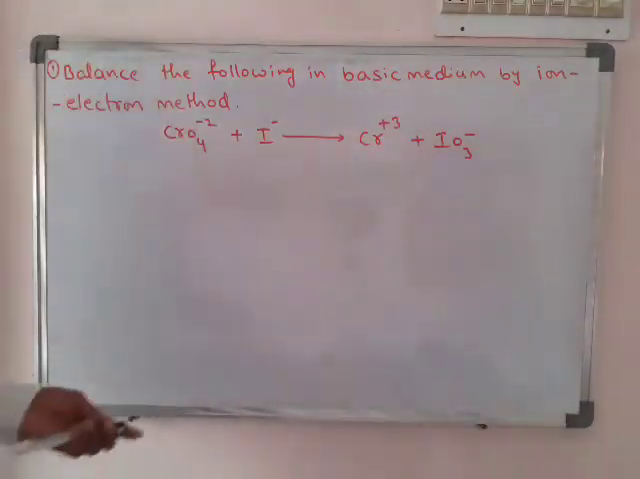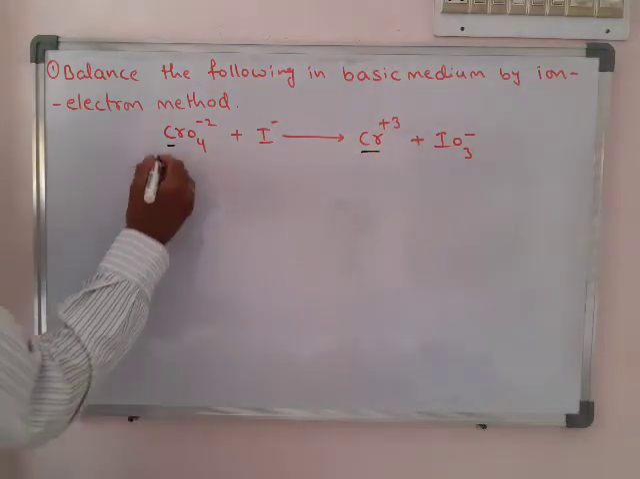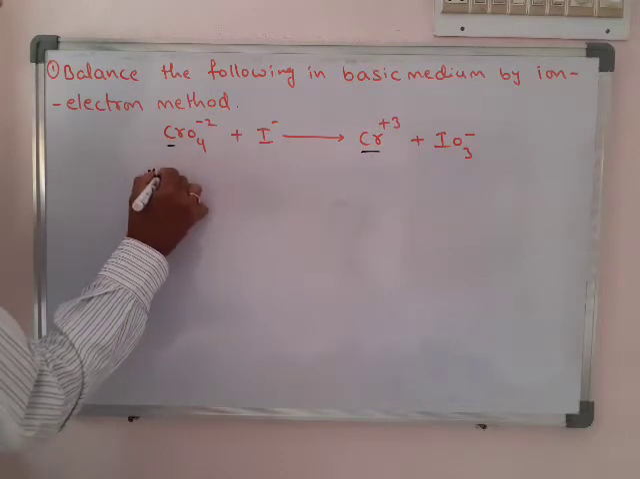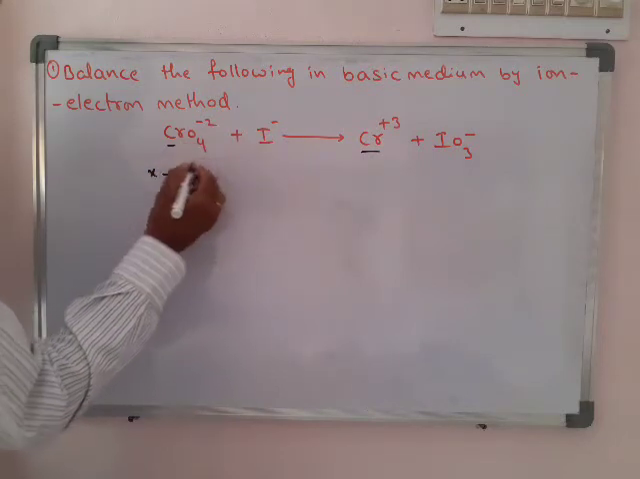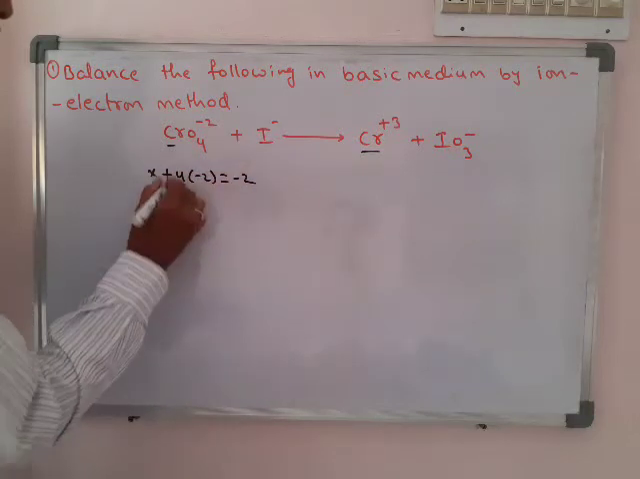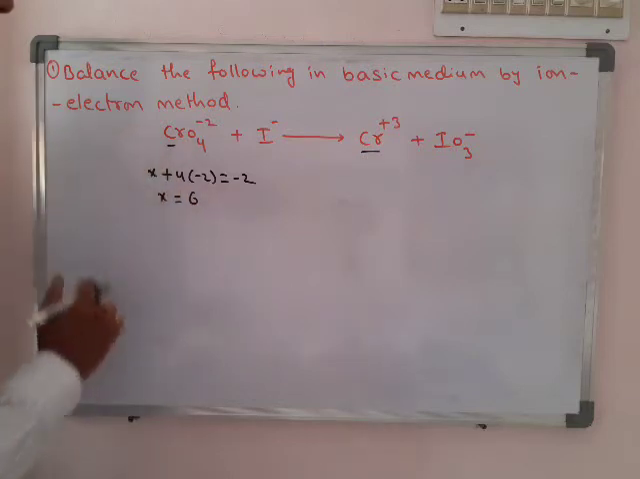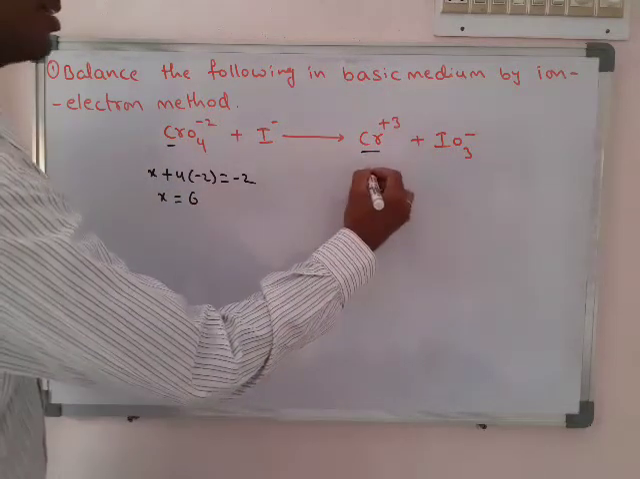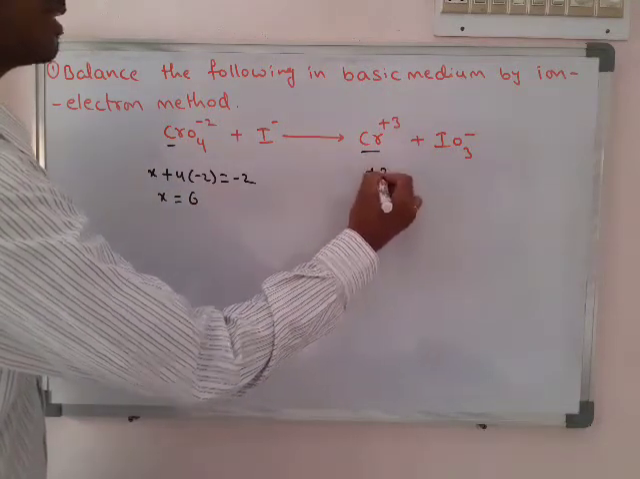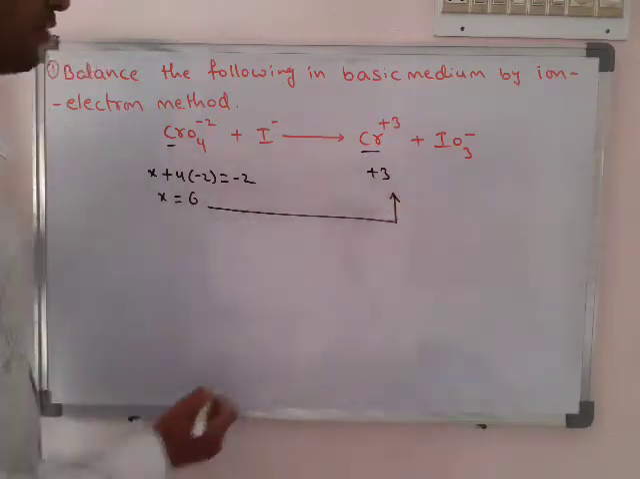So first split the reaction into two parts. You have chromium. What is the oxidation number? Say it is X, and each oxygen carries minus 2, with overall charge minus 2. So X equals 6, chromium is plus 6. Chromium is given as plus 3 in the product, so plus 6 to plus 3 is a reduction half reaction.